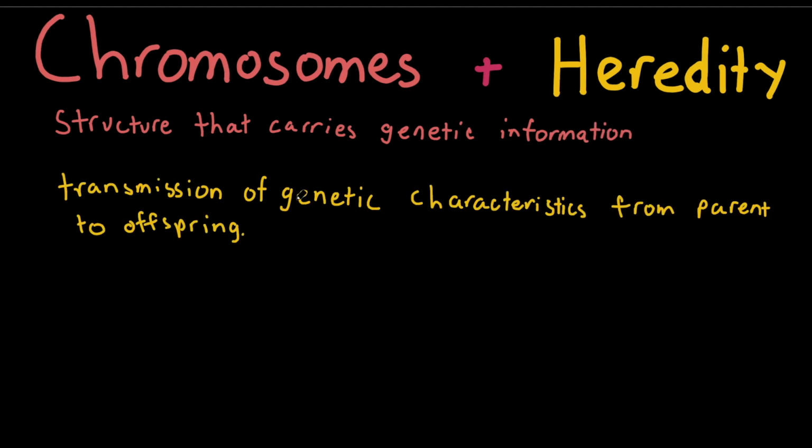Now let's define heredity. Heredity is defined as the transmission of genetic characteristics from parent to offspring, and these genetic characteristics are what give us our physical traits, from the color of our hair to our blood type.